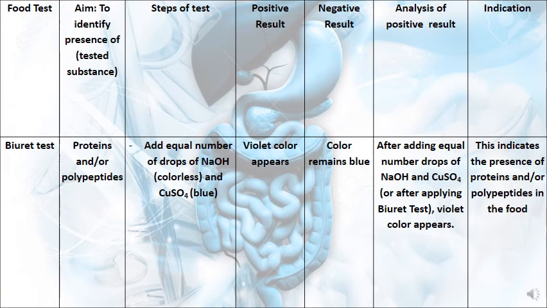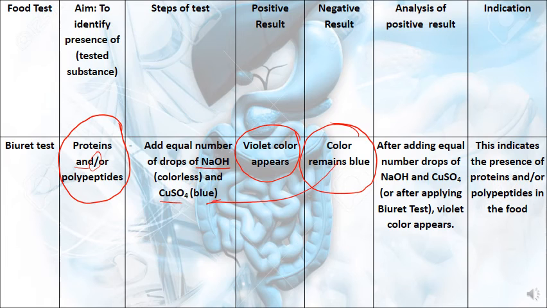Third test, this is the last test, the biuret test. The biuret test is done to identify the presence of proteins and/or polypeptides. So add equal drops of Fehling A and Fehling B. No, we don't say Fehling A and Fehling B. We say NaOH and CuSO4. So NaOH is sodium hydroxide, CuSO4 is copper sulfate. Positive result, violet color appears. Negative, the color stays blue due to the color of CuSO4.